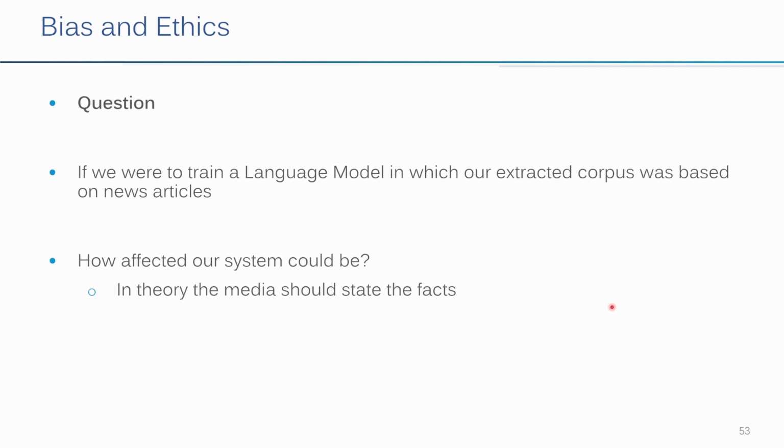For those working specifically with media and trying to build language models based on some sort of agnostic task, you should be aware that there is no such thing as neutral text. I mean, there might be some sort of balanced text, but completely neutral, I am led to believe that this is actually not true. So let's say you were to train a language model in which the extracted corpus was based on articles, how would you think that would affect the system you can build?